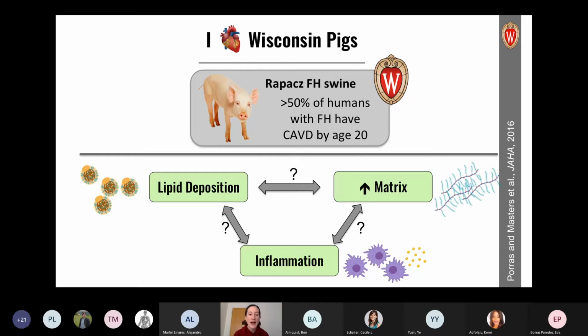And so from looking at these pigs, from that big long list of features that I listed on the previous slide, we were able to see that these three things stood out as happening the earliest in valve disease. So deposition of lipids, an increase in specifically one type of matrix component, and inflammation. But still, because it's only a snapshot, we weren't able to understand the sequence or how these related to each other. So again, the animal provided us with this snapshot, and now what we wanted to do is try to understand the sequence.